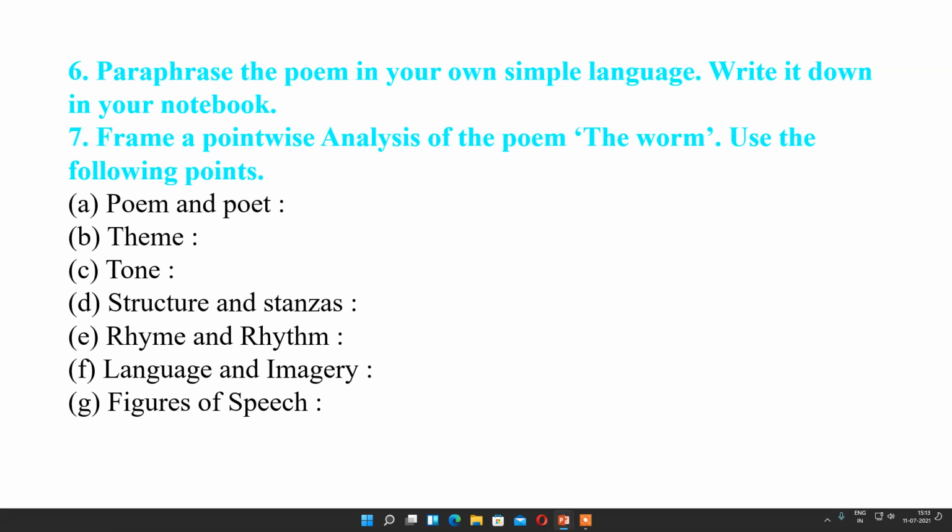What is the theme of the poem? The theme of the poem is giving importance to all creatures on this earth, big or small. What tone is given in this? It is given in a simple tone or in a request tone. Structure and stanzas: how many stanzas are there, how they are structured, what is the rhyme and rhythm of this poem, then language and imagery, then which figures of speech are used in this poem. All these things you have to write down as an analysis of the poem, or it can also be known as the appreciation of the poem, but it should be written in paragraph format only.